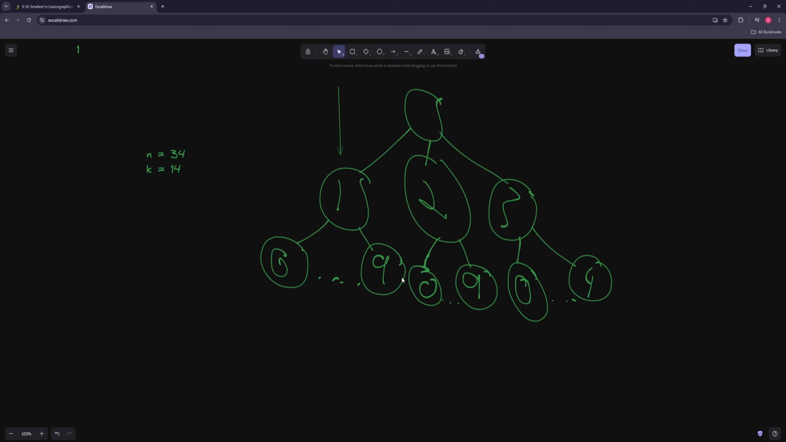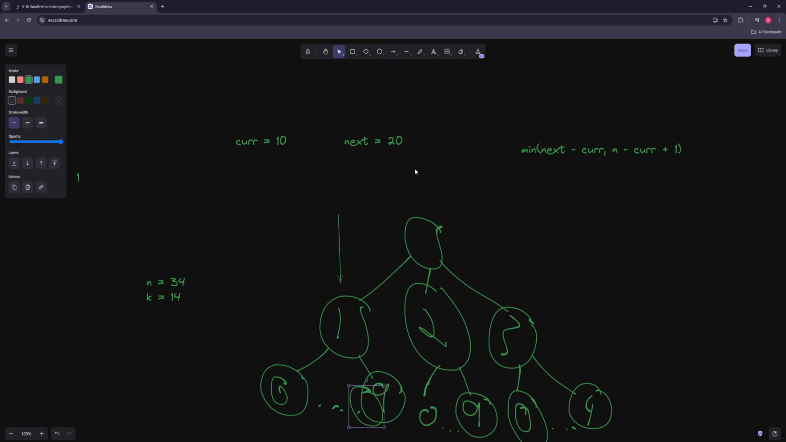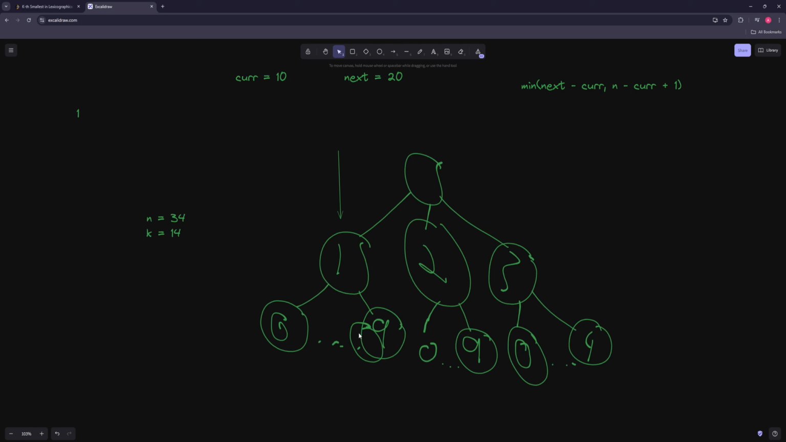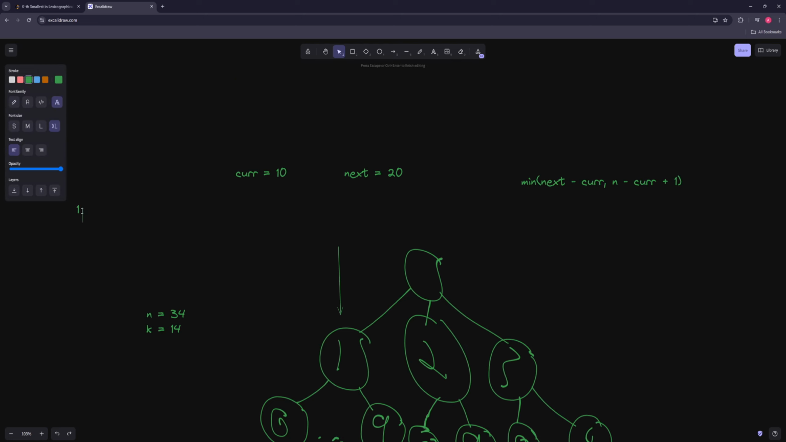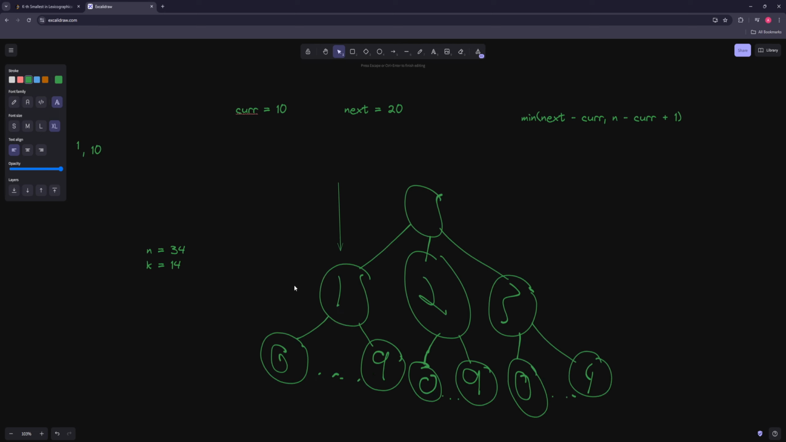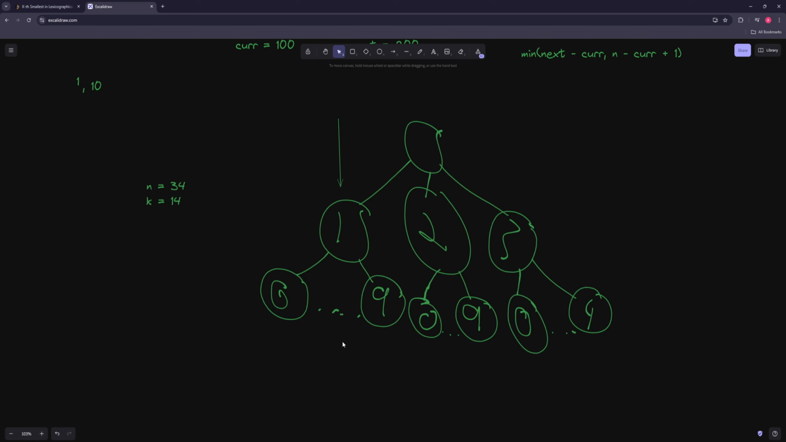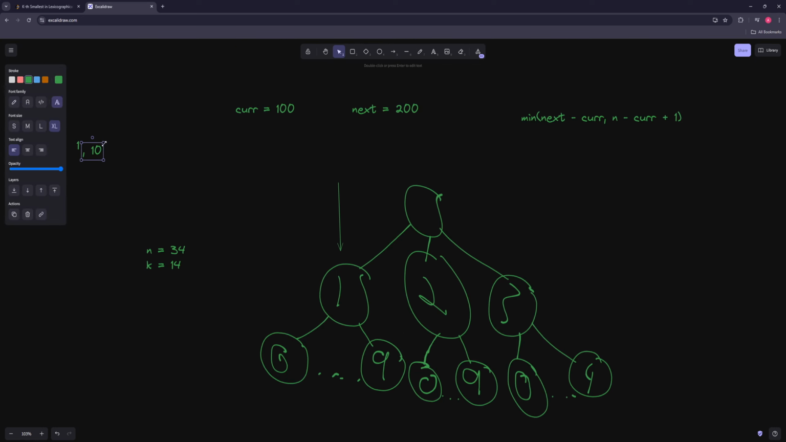And how many nodes are there in this level? It's either going to be 20 minus 10 or 34 minus 10, whichever one's smaller. And so 20 minus 10 is smaller, so there are 10 nodes in this level, right? 10 through 19. So there's 10 nodes in this level, so we'll add 10 here. Now multiply again. And we keep doing this until our current number is no longer smaller than n. So when cur is 100, there's nothing here, so we're done. So there are 1 plus 10 nodes in this subtree, which is 11. So hopefully that makes sense.